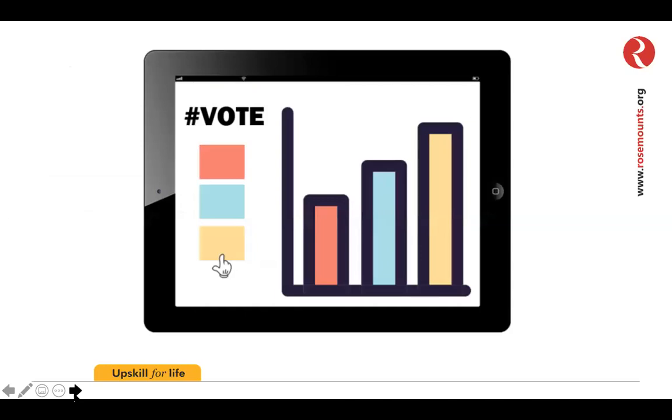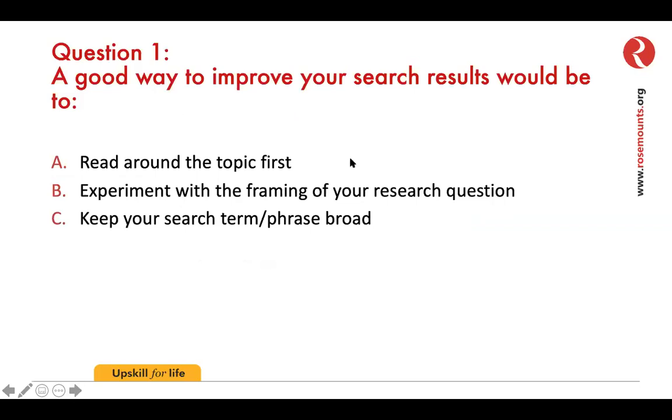So now I'm going to ask you some questions, and I expect you to reply in the chat box. So this is my first question to you. A good way to improve your search results would be to read around the topic first, experiment with the framing of your research question, keep your search term phrase broad. What is the answer?